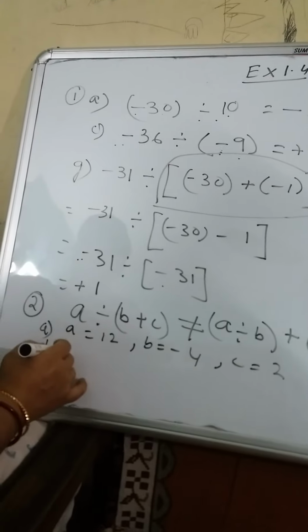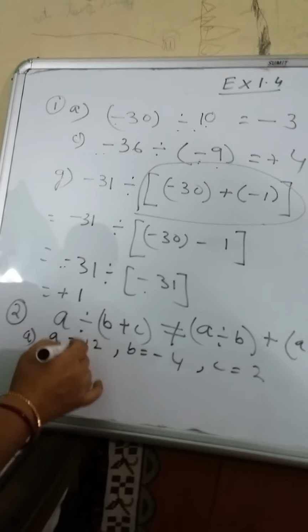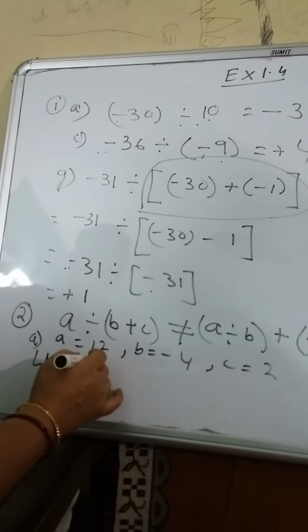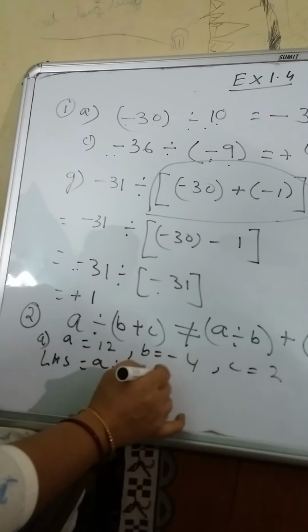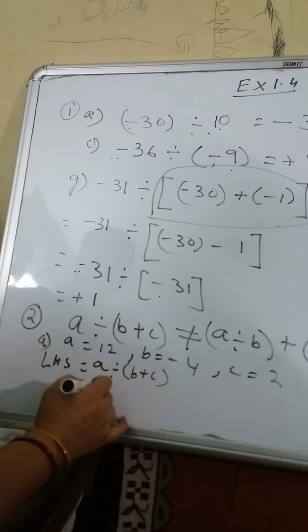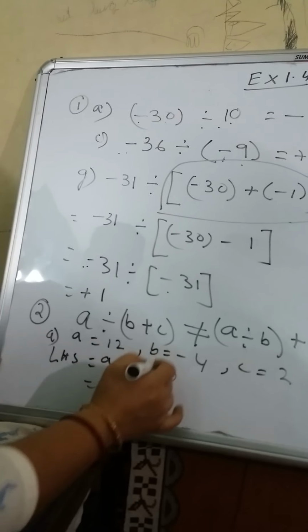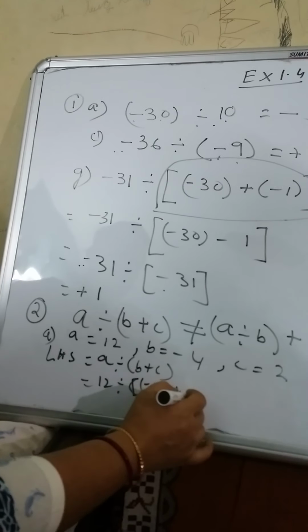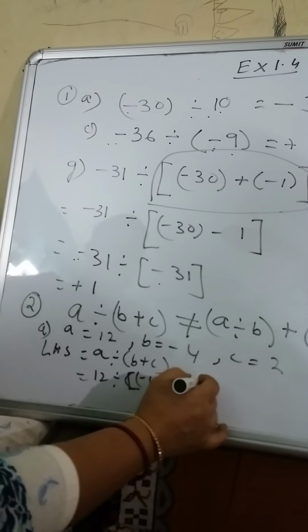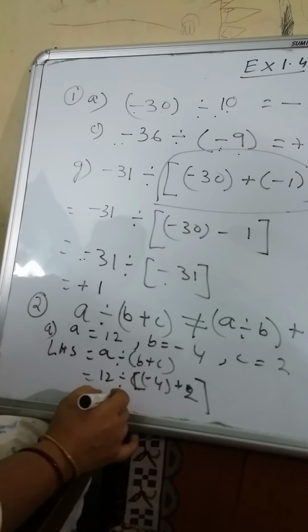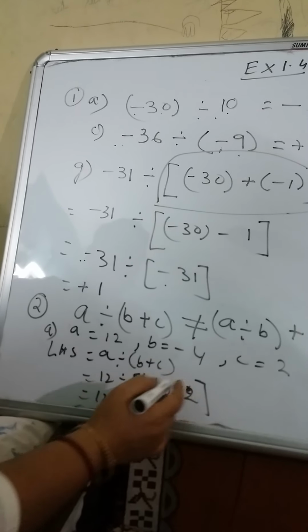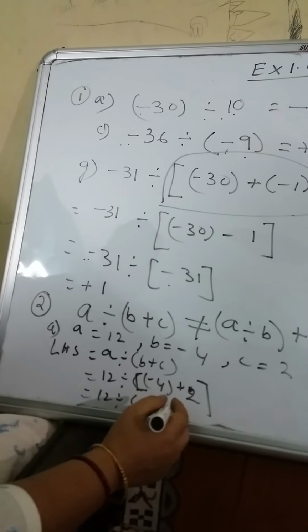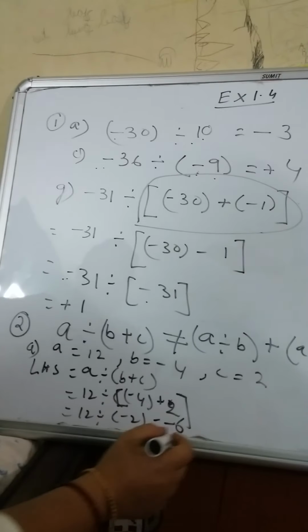So the left hand side equals a divided by (b plus c). In place of a you will write 12, 12 divided by b, that is minus 4, plus 2. Now minus 4 plus 2 is minus 2. So 12 divided by minus 2 is minus 6.